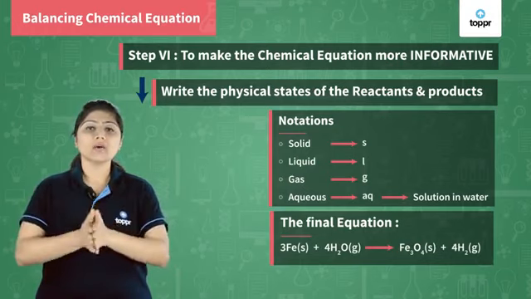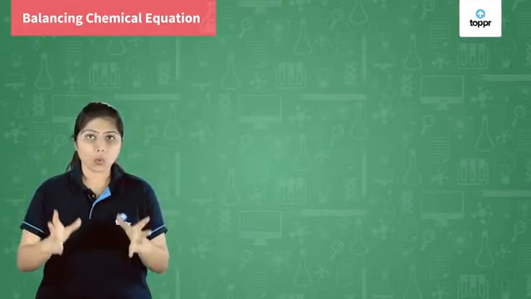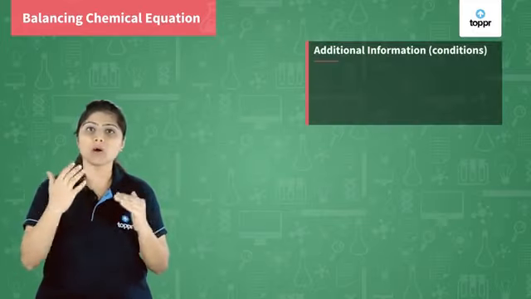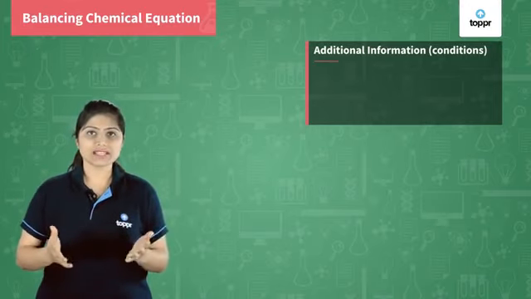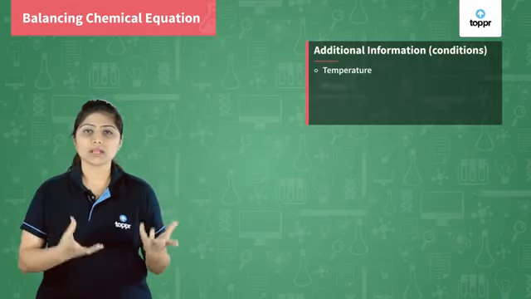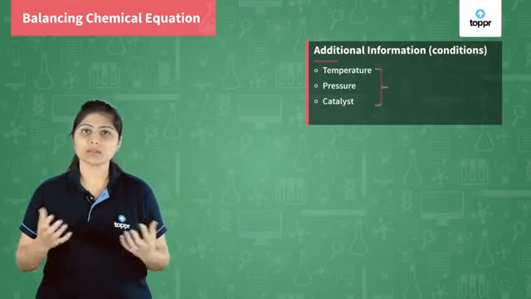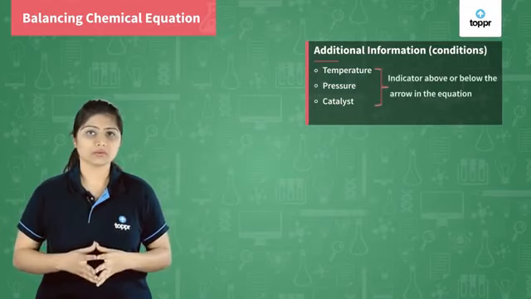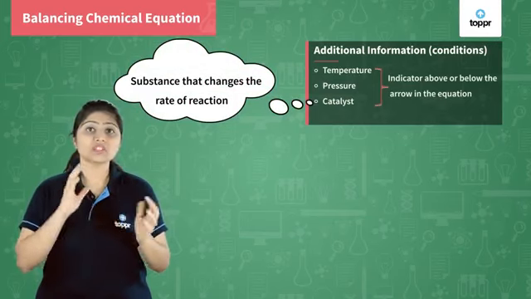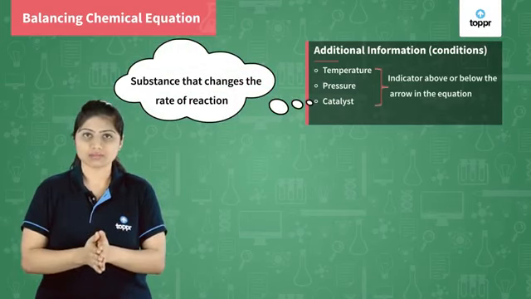Okay, and now the next step will be, if there is any condition required for a reaction to take place, we have to write down the condition above or below the arrow. For example, the conditions can be temperature, pressure or a catalyst. We have to write down the information about them above or below the arrow. Now, what is a catalyst? A catalyst is a substance which changes the rate of reaction, but it doesn't take part in the reaction.